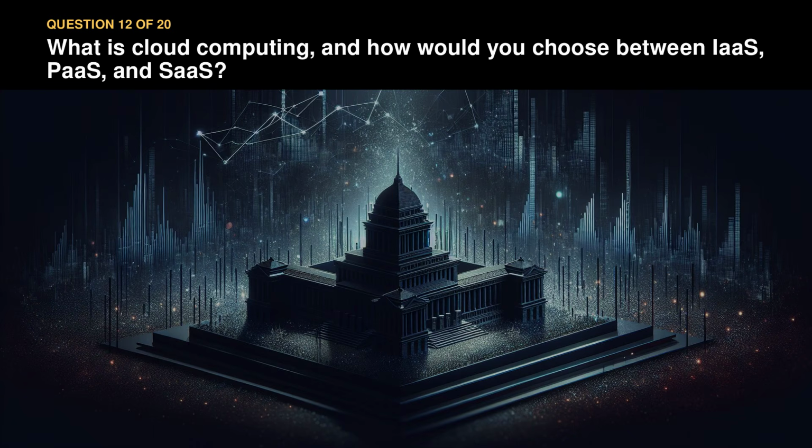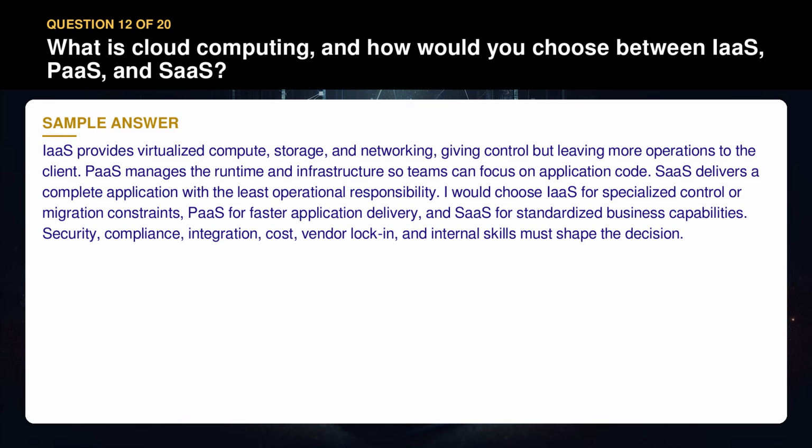Question 12. What is cloud computing, and how would you choose between IaaS, PaaS, and SaaS? IaaS provides virtualized compute, storage, and networking, giving control but leaving more operations to the client. PaaS manages the runtime and infrastructure so teams can focus on application code. SaaS delivers a complete application with the least operational responsibility.